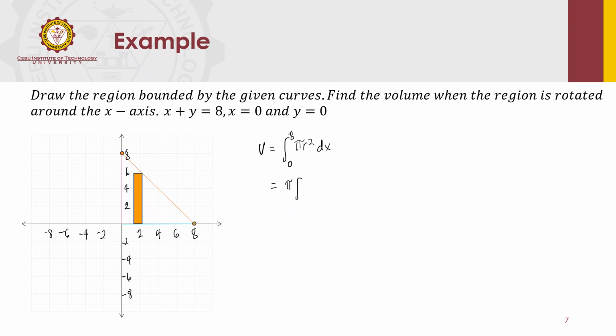Okay, the radius is the distance of the upper point of the vertical strip from the x-axis, so basically the y function. From the given equation, we can rewrite this as y is equal to 8 minus x. So the radius is 8 minus x, and we're going to raise it to the power of 2 times dx and evaluate from 0 to 8.